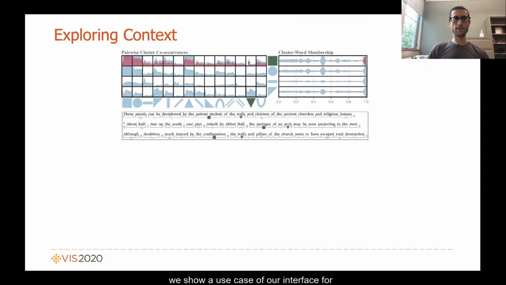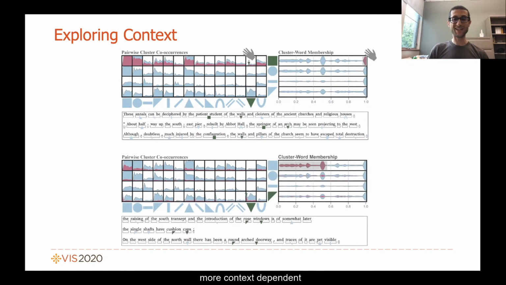Here we show a use case of our interface for exploring context. The user first brushes the cluster word membership view near percentage of 1, thus selecting largely context-independent words. By then selecting a cluster pair in the co-occurrence view, we can then see that this cluster largely corresponds to nouns. Next, by performing a selection that's more context-dependent, we can see other clusters being highlighted. In particular, we see a spike in a particular cell for a different cluster that happens to share words with the brushed cluster. Looking at its example sentences, we can see that these words can be treated as adjectives or compound nouns, indicating their reliance on context.